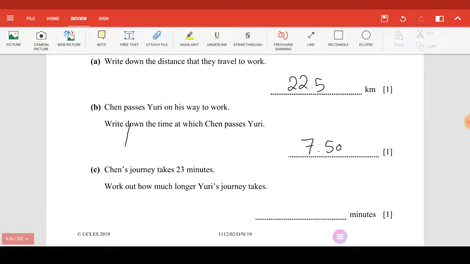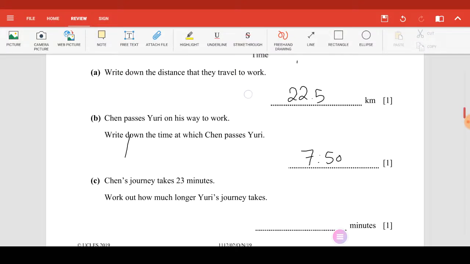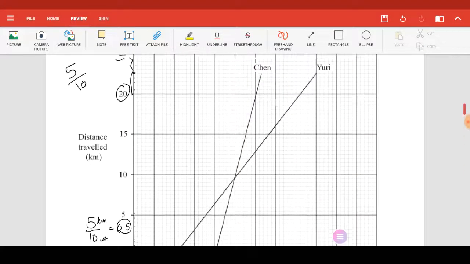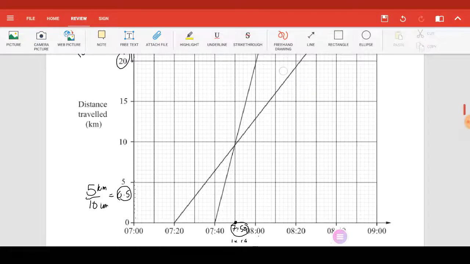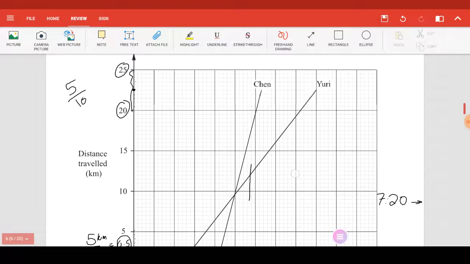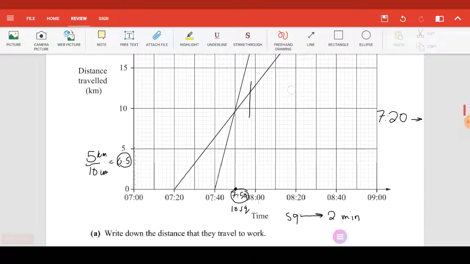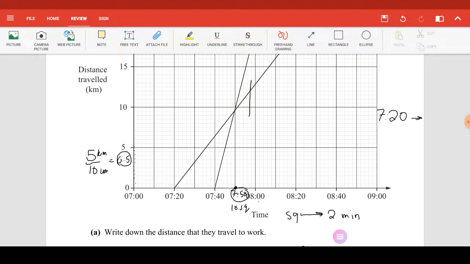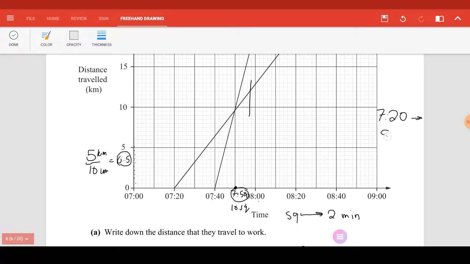Letter C. Chen's journey takes 23 minutes. Work out how much longer Yuri's journey takes. We need now to calculate the journey for Yuri. Yuri travels from 7:20 to this point, which is 8:30.